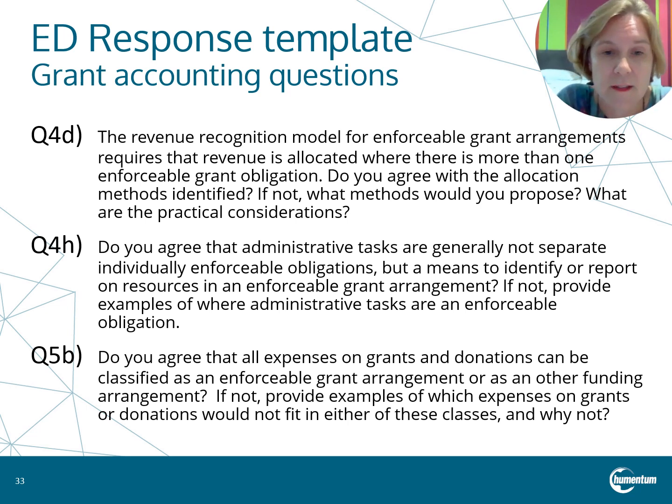Then we're into question 5, which is about section 24, on grant expenses, when a grantor is making grants. Do you agree that all expenses on grants and donations can be classified as either an enforceable grant arrangement or an other funding arrangement? Basically, do you agree with this binary classification approach? If not, provide examples of which expenses or donations would not fit into either of these classes.